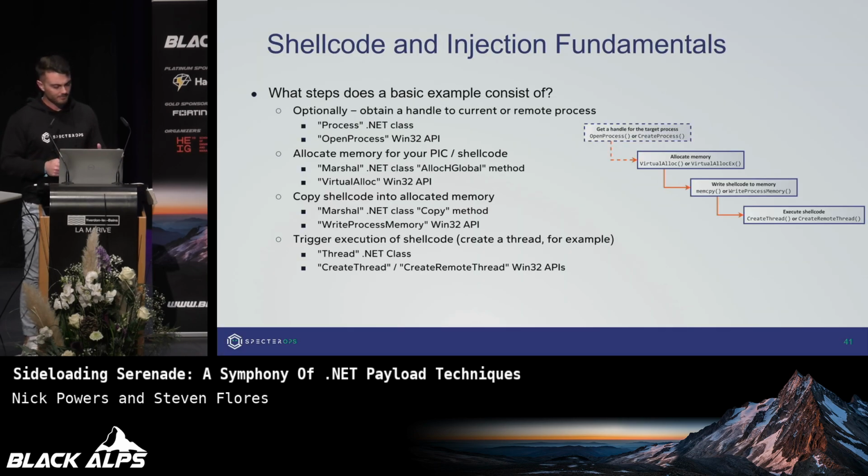So I'm going to skim over shellcode injection, but from a super high level, for typical shellcode injection for payloads that you would want to deliver, it would be optionally opening a handle to, or if you're doing remote process injection, allocating some sort of memory for your position-independent shellcode, using something like VirtualAlloc, for example. Then you would copy that shellcode into allocated memory, and then trigger execution somehow, like with CreateThread, for example.